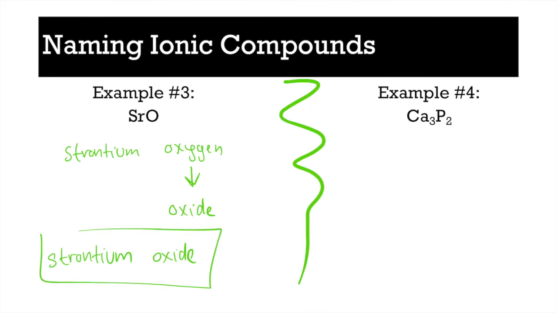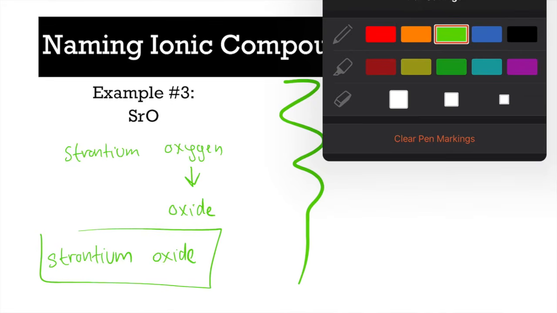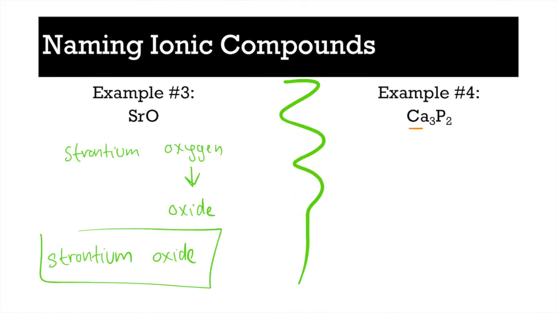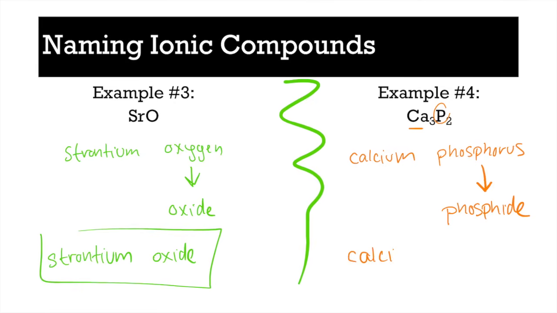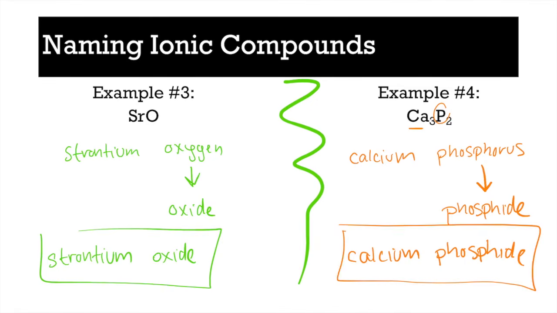And then our last one, example 4, try this one, Ca3P2. So Ca is calcium. P is phosphorus. But remember, we have to use the IDE ending, so that becomes phosphide. And so the compound's name is calcium phosphide. Just like that. And that's it. So if we give you the formula and we ask for the name, that's a lot easier.